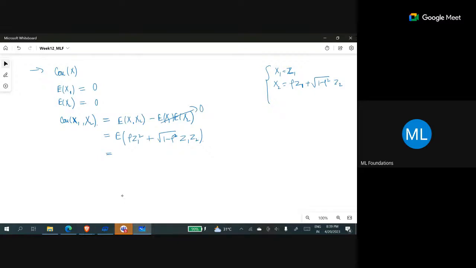Okay, let's proceed here. So this is going to be just rho times the expected value of z1 square, plus under root of 1 minus rho square times the expected value of z1 z2. Now, you know that z1 and z2 are independent, so this will just become 0. So the second term is 0. And what is the expected value of z1 square? It is nothing but the variance of z1 plus the expected value of z1 whole square. So the variance of z1 is 1, so this will turn out to be just rho.